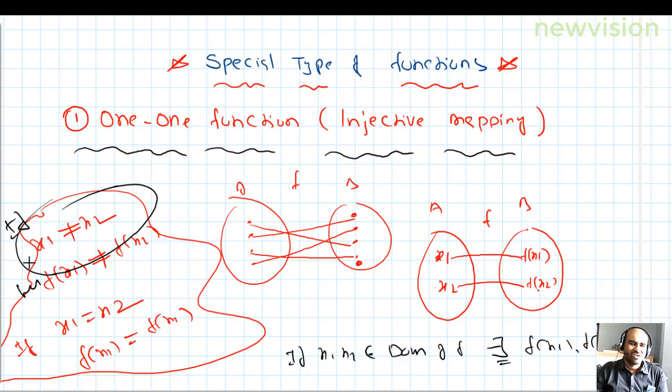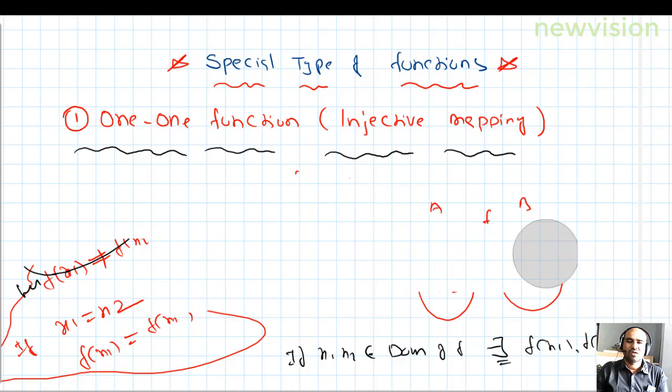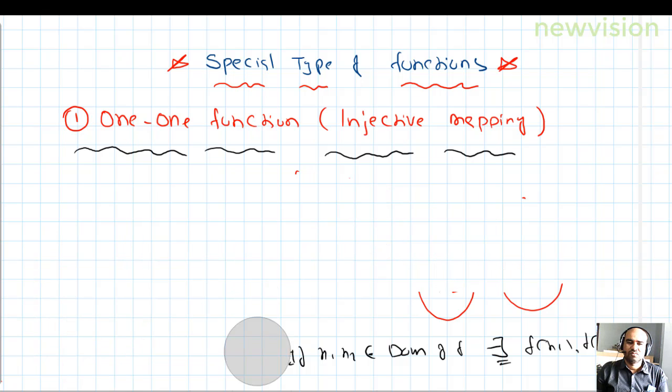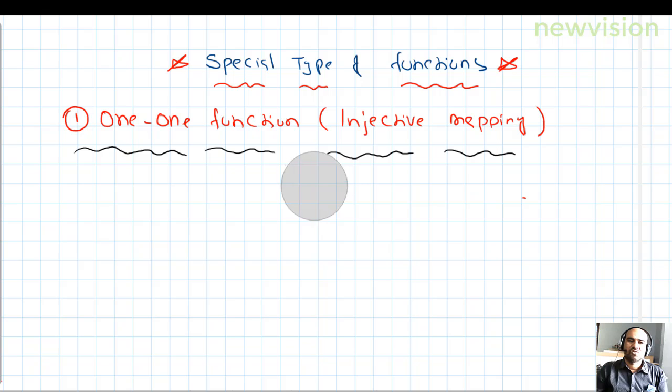This is the first condition. Or the second condition: if X1 equal to X2, then automatically its image should be equal. That is, f of X1 equal to f of X2. Then only the given function should be a one-one function. Okay. So this is the definition.